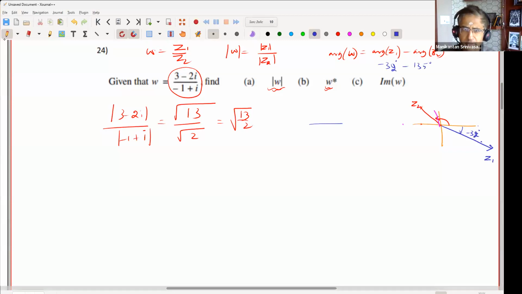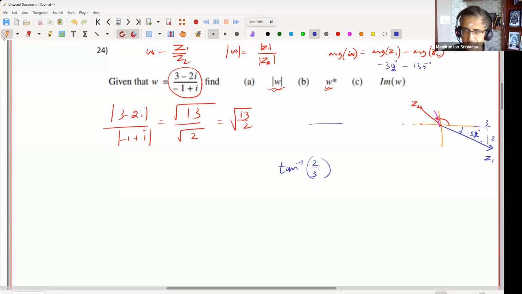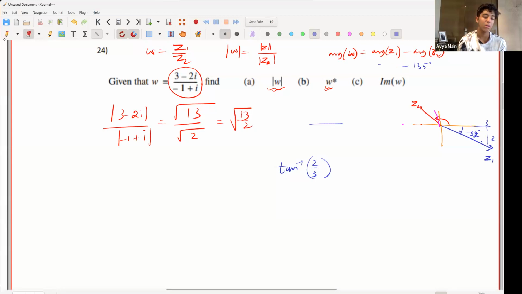In fact, on the calculator, can we just quickly do tan inverse of 2 by 3, because this is 3 and this is 2, 3 comma minus 2. Can you guys do it quickly? Tan inverse of 2 by 3 kitna hai? Can someone tell me on the calculator? Keshav, I cannot see your face. Can you tilt your laptop? So 33.7. Okay, I was close.